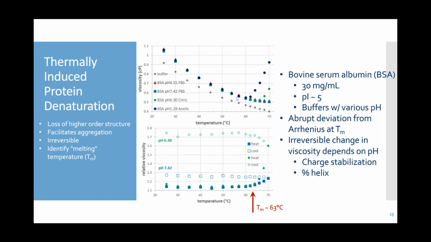But ultimately, we get to a temperature where we start seeing deviations from this Arrhenius behavior that we see continuing on in the buffer. And what we also see is the extent of deviation from the Arrhenius behavior varies quite significantly depending on the buffer composition, specifically the pH. So we see that at the pH close to the isoelectric point, we see the biggest and most abrupt deviation from the viscosity.